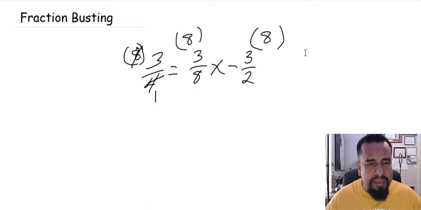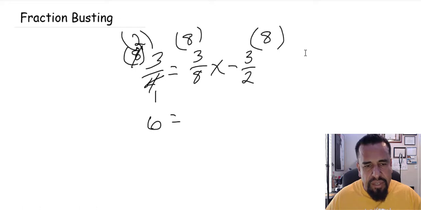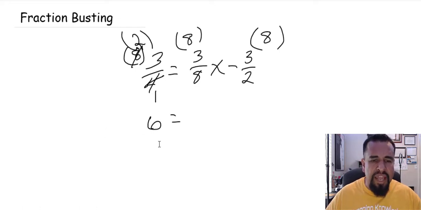Right here is going to give me a 1. Right here is going to give me a 2. Then I take 2 times 3, and that gives me 6. Notice, I got rid of the fraction. All I have is a 6 now. Let's do the same thing here.